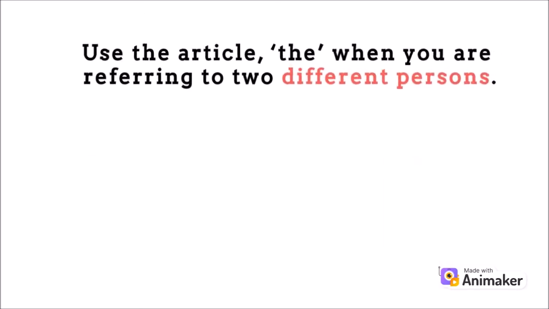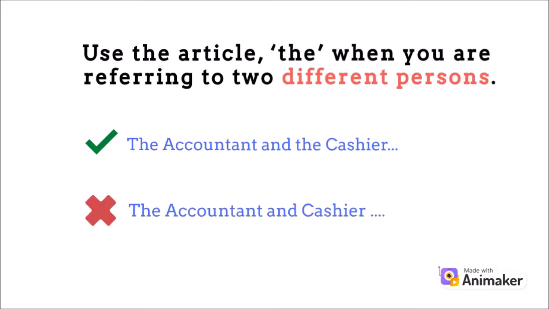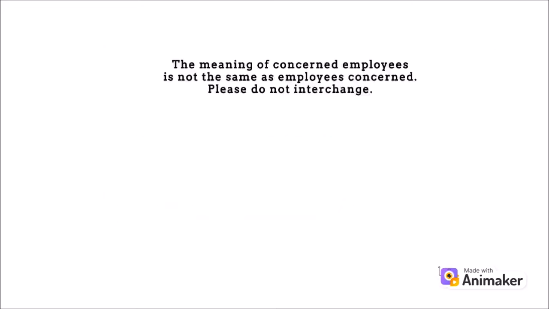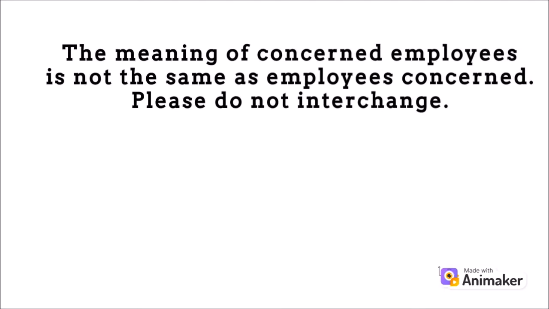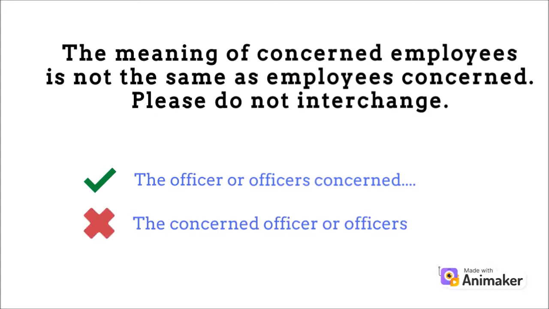Use the article the when you are referring to two different persons. You say the accountant and the cashier instead of the accountant and cashier. Meaning of concerned employees is not the same as employees concerned. Please do not interchange. You say the officer or officers concerned instead of the concerned officer or officers.